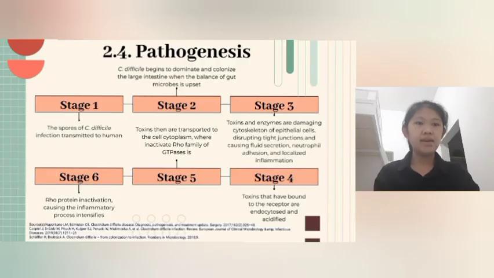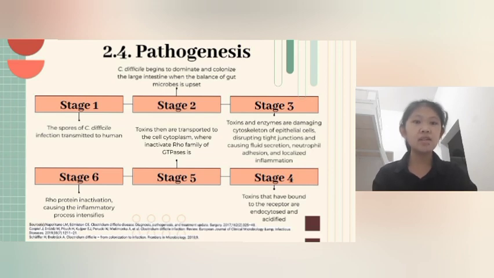Thank you. Hello everyone, my name is Natasha Putri with 083 as the last 3 digits of my student number. This time, I will explain about the pathogenesis of Clostridium difficile infection. The first stage of the pathogenesis is the spores of Clostridium difficile infection transmitted to human. Stage 2, Clostridium difficile begins to dominate and colonize the large intestine when the balance of gut microbes is upset.